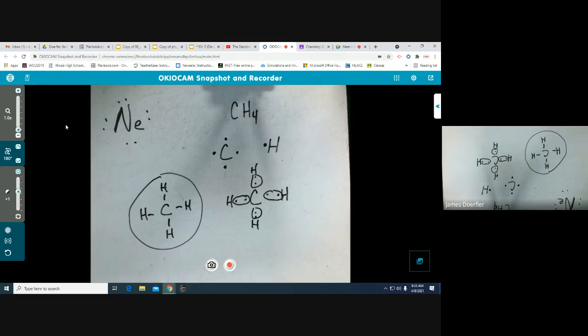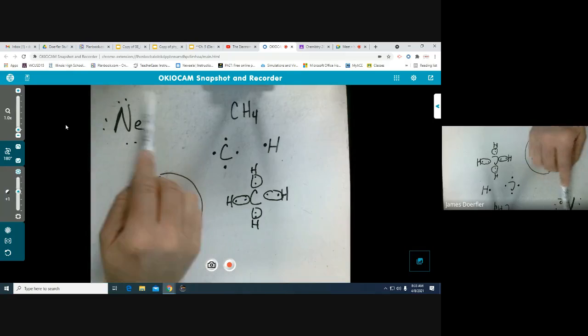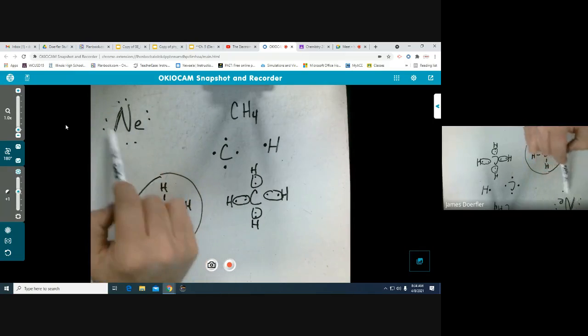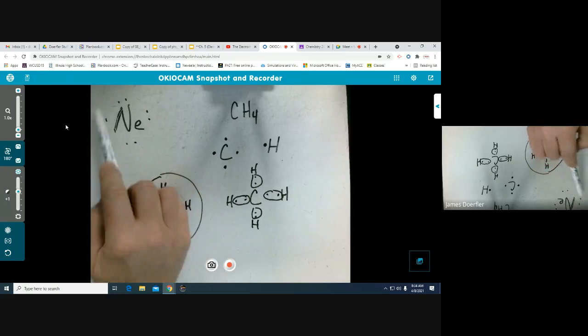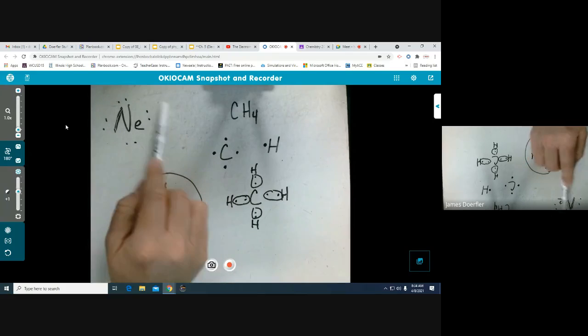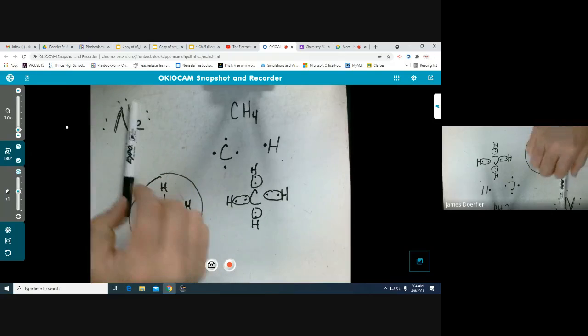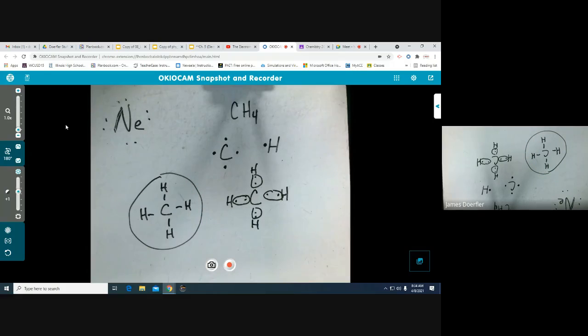So if we look at the neon, it's already got a full octet. Okay? It's not going to bond with anything. This is one of the main reasons why neon is considered a noble gas, because it is so unreactive, because it doesn't want to lose or gain any.